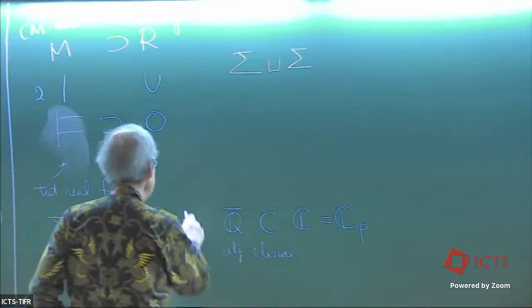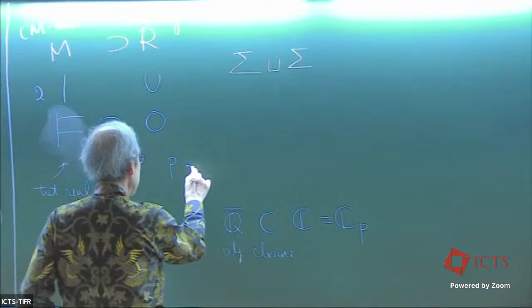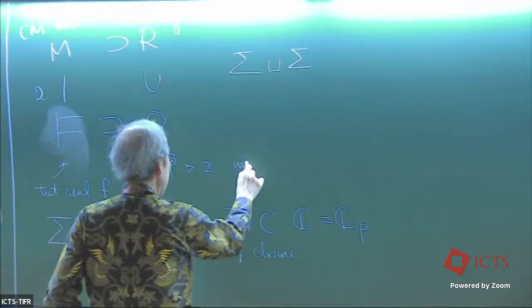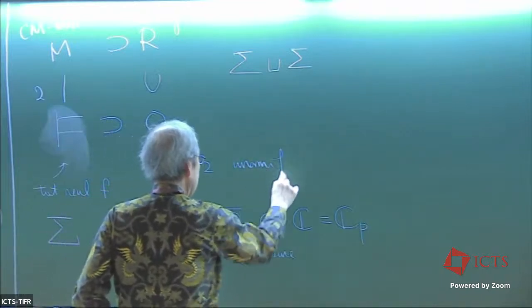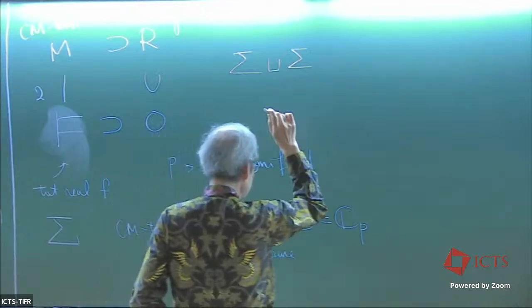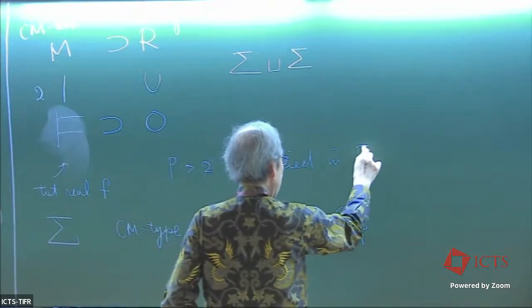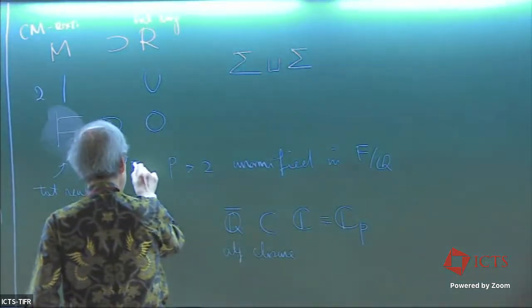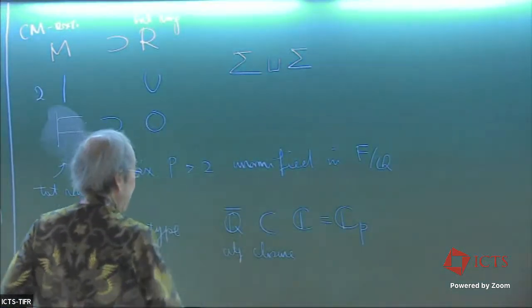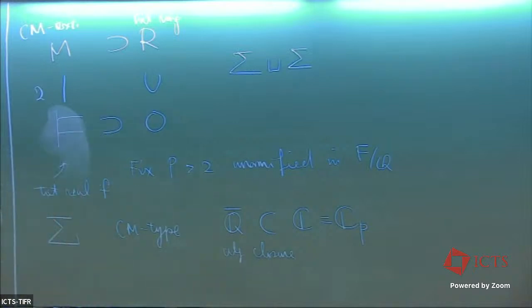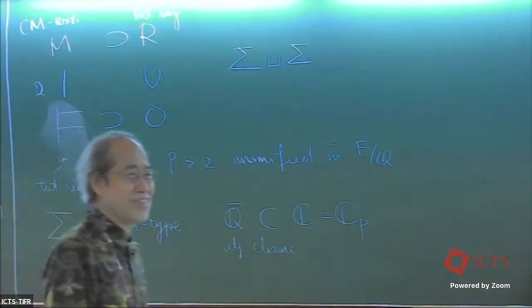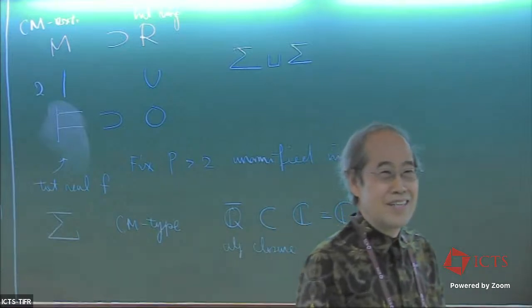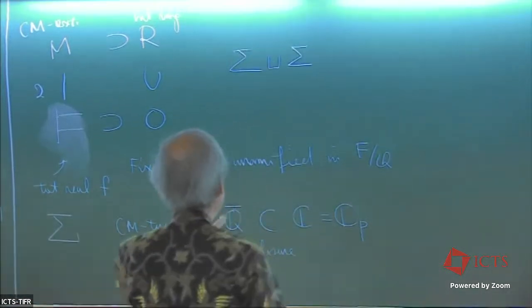So I fix a prime p, a prime bigger than two and unramified in F over Q. So this is fixed. The ramification condition is actually not necessary, but let's assume it.